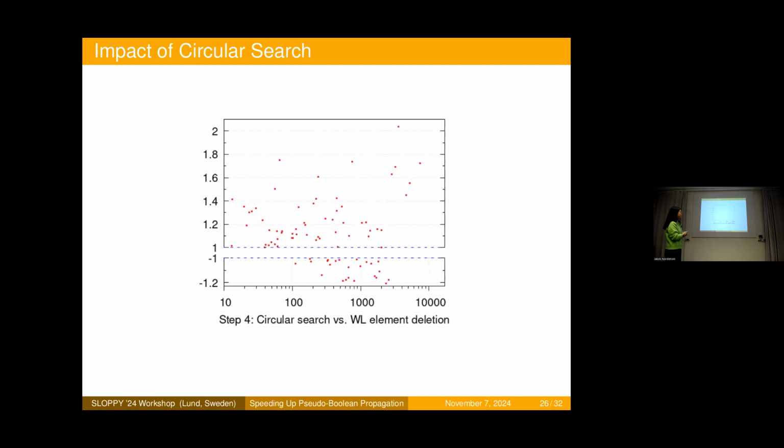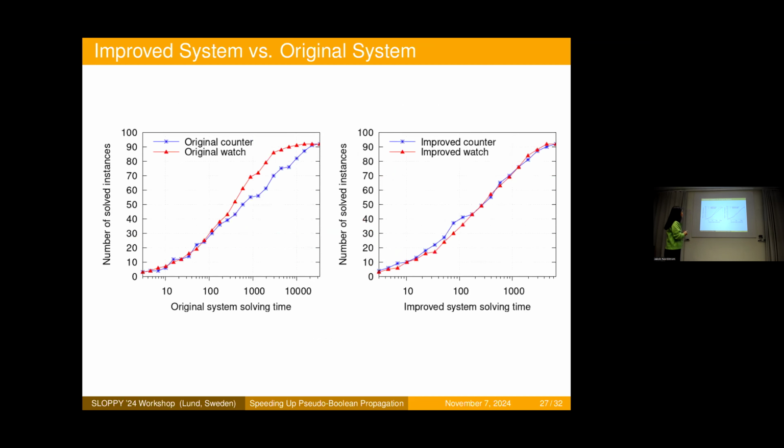Now this is the impact. Here from the plot, we can see that in the original system, watched propagation is much better than the counter propagation. Here they stop at the same point because we are running on the same logs, and with all improvements together, they behave very similarly.